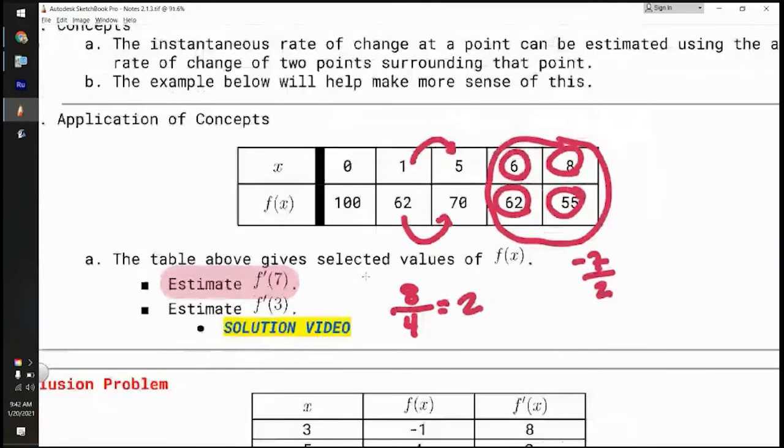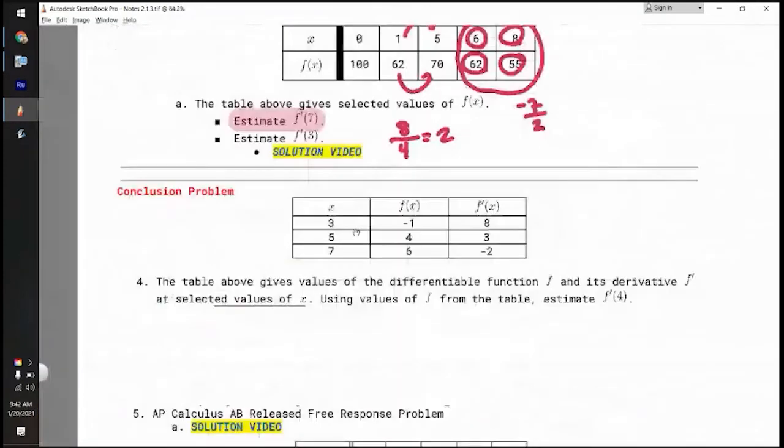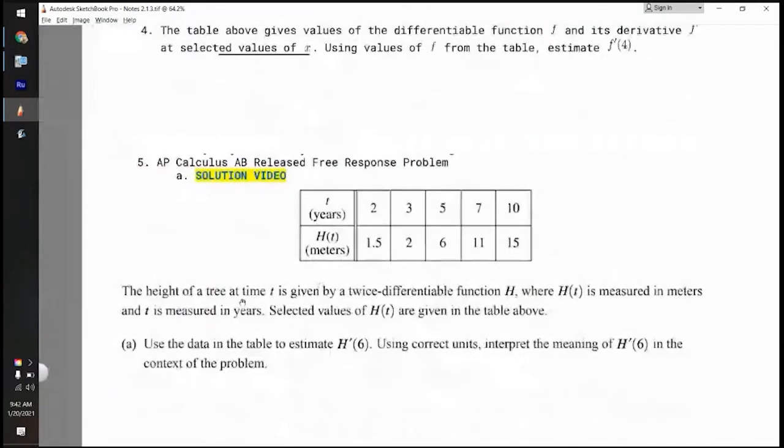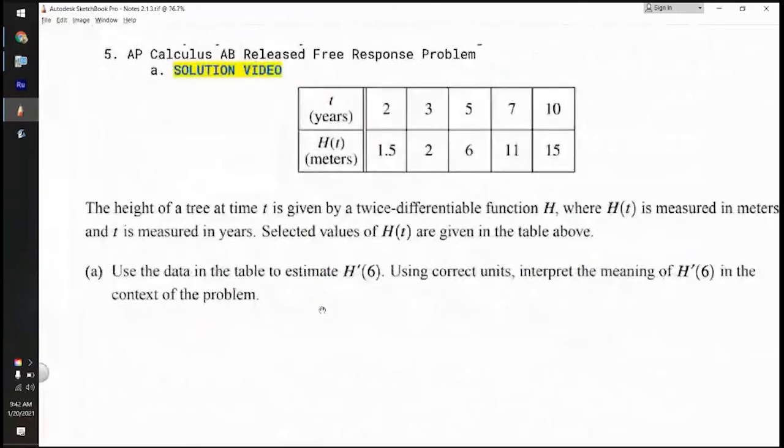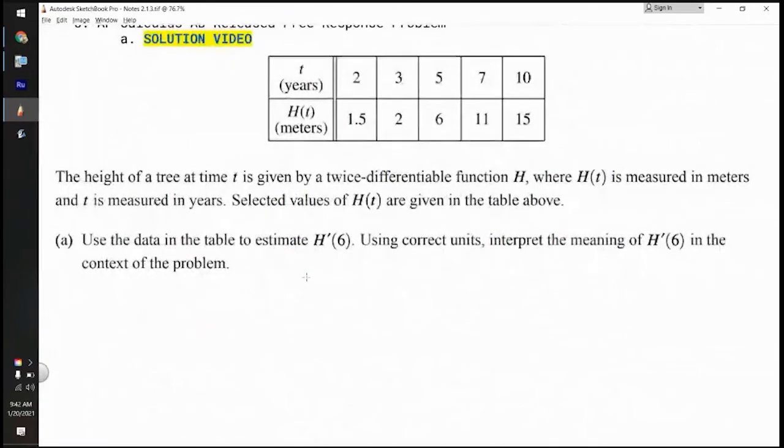Okay, super easy. This one is actually from an AP test. This is an exact problem from an AP test. Right now, you should be able to estimate h prime of 6. But using the correct units, interpret the meaning of that might be a little bit more difficult. But we're finding h prime of 6 here, so let's just focus on this part right here, estimating it.